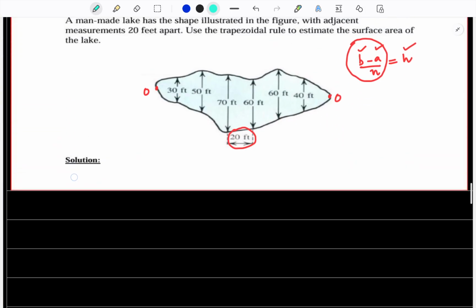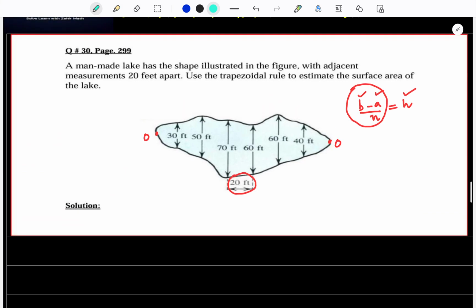So let's go to the next question. The next question is the man-made lake. A man-made lake has a shape illustrated in the figure with adjacent measurements 20 feet apart. Use the trapezoidal rule to estimate the surface area of the lake. Only trapezoidal rule. Keep in your mind, always for the lake you should use the starting value and end value. Always check how many data points are given. If the first and last points represent zero depth, they must be included as zero in the trapezoidal formula.